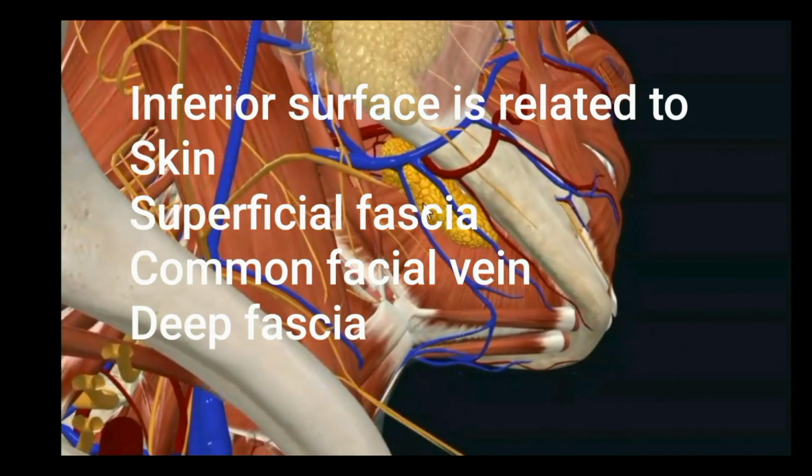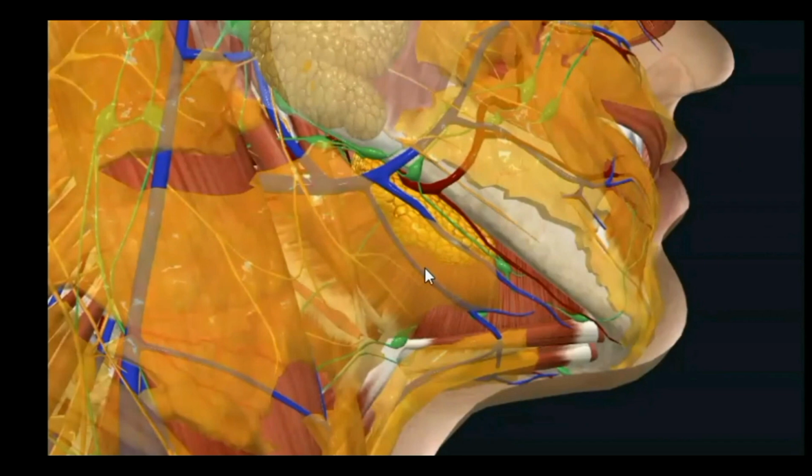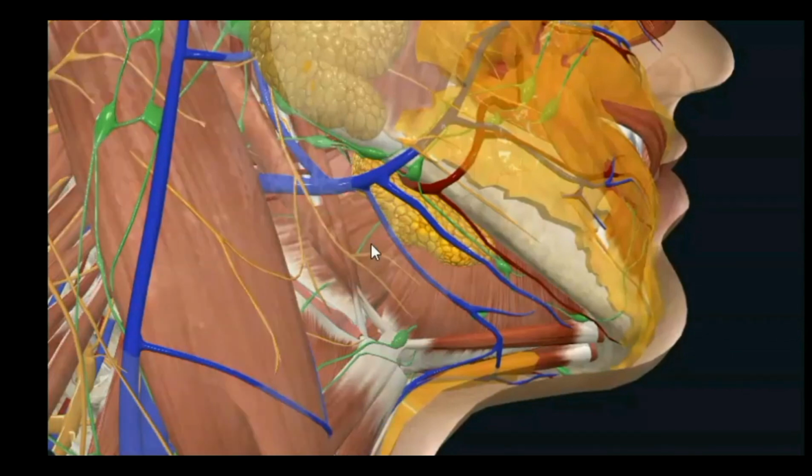But here you are seeing the inferior surface. The inferior surface is related to skin, superficial fascia, then deep fascia, which is splitting there, and you can see the submandibular lymph nodes there. This is the superficial fascia filled with fat. Then you can take out here, you will appreciate those are the submandibular lymph nodes related to the gland, and you can see the investing layer of deep fascia, common facial vein and facial artery.